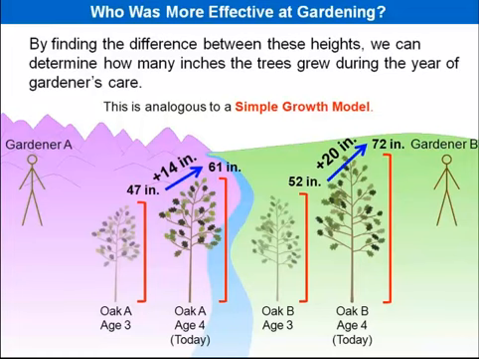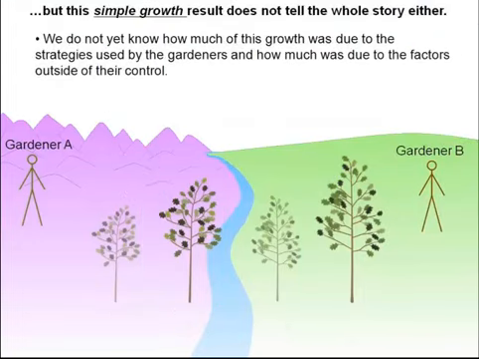By finding the difference between these heights, we can determine how many inches the trees grew during the year of gardener's care. By using this method, gardener A's tree grew 14 inches, while gardener B's tree grew 20 inches. Oak tree B had more growth this year, so gardener B is the more effective gardener. This is analogous to using a simple growth model. But this growth model does not tell the entire story either.